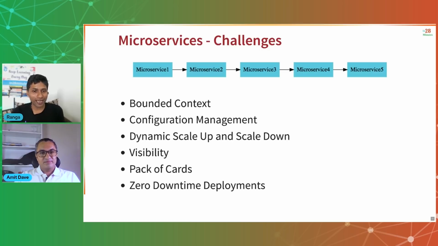And the other factor is zero downtime deployments, right? When I'm making one release every 3 months, 2 months, I'm okay with a little bit of downtime when I'm releasing a new version. But once we go to microservice architectures and you are making hundreds of releases per day, you don't want downtime when you do a new deployment, right? So these are typically some of the technical challenges when it comes to a microservice architecture, Amit.